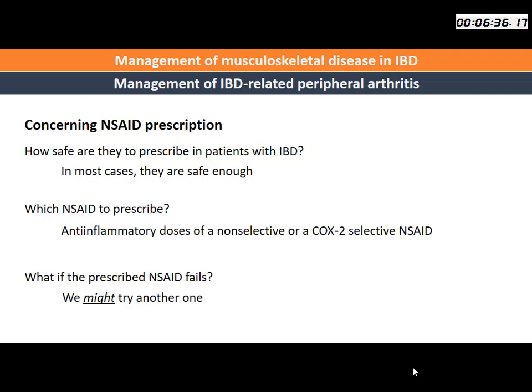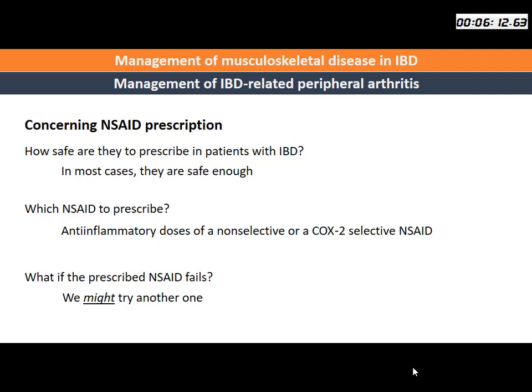Which NSAID to prescribe? We prescribe either the non-selective or the selective COX-2 inhibitors. We are very fond of naproxen, not because of a specific issue with the IBD. It's a general preference for the naproxen because it's one of the least troublesome when it comes to side effects. We prescribe at anti-inflammatory doses.